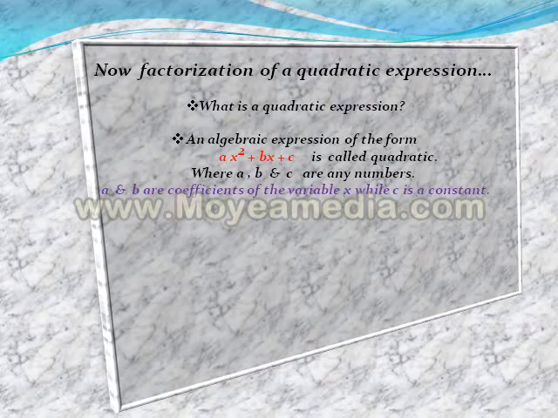And just to remind you, a and b are the coefficients of the variable x. We have studied this in grade 6. A and b are the coefficients of the variable, while c is a constant. This is a constant, meaning there is no variable involved in that term. And just a reminder for you guys, in this algebraic expression there are 3 terms, remember? Ax squared is one term, bx is another term, c is another term.